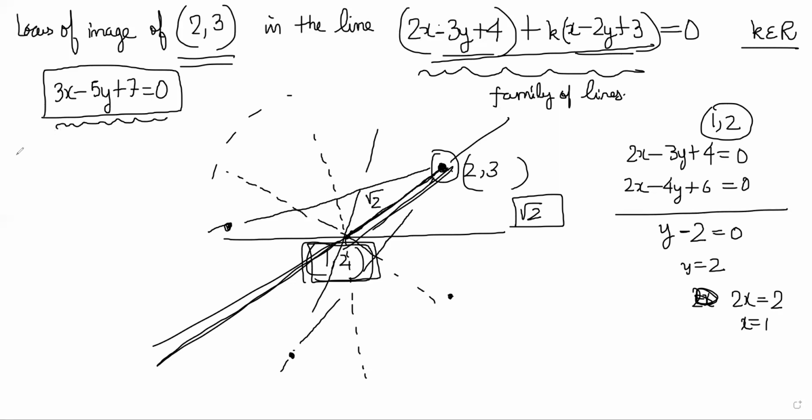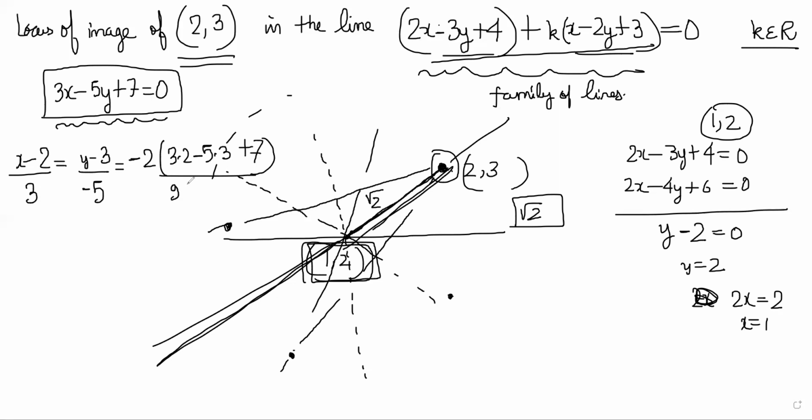I'm finding the image by doing the formula. x minus 2 by 3 is equal to y minus 3 by minus 5, is equal to minus 2 times, when you do image, you have to do this, 3 into 2 minus 5 into 3 plus 7 by a square plus b square, which is 9 plus 25, right? This calculation is 6 minus 15 plus 7, so minus 2, and minus 2 times minus 2 is 4 by 34, or basically 2 by 17 is coming here.